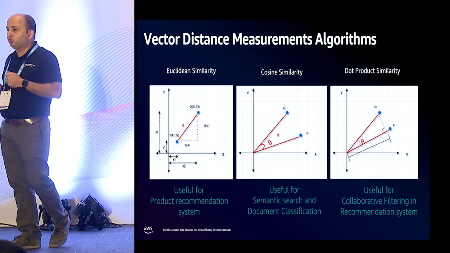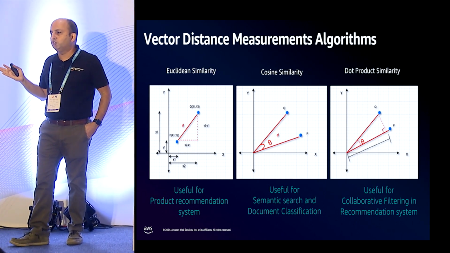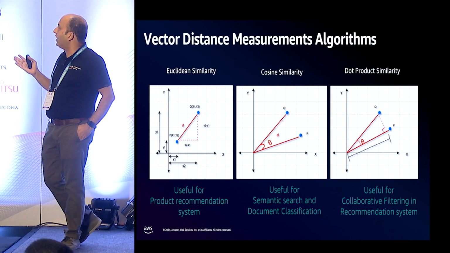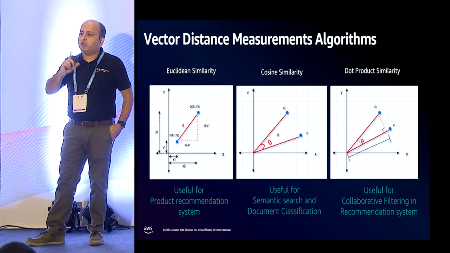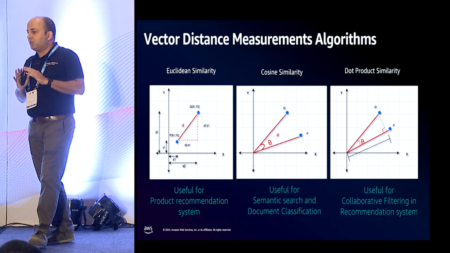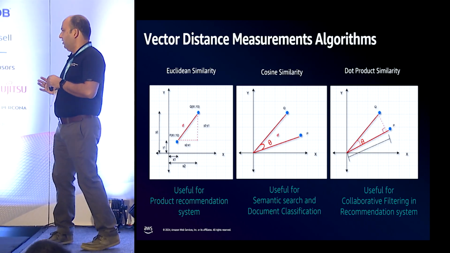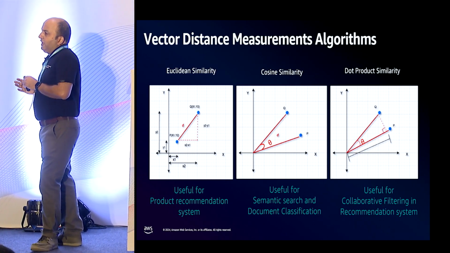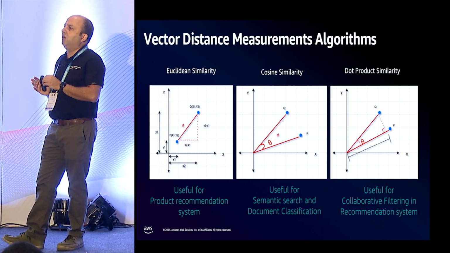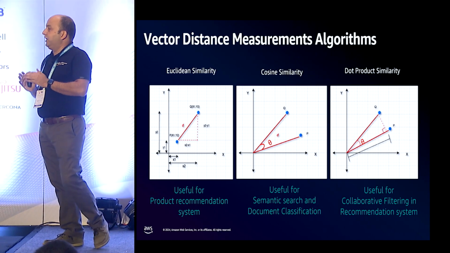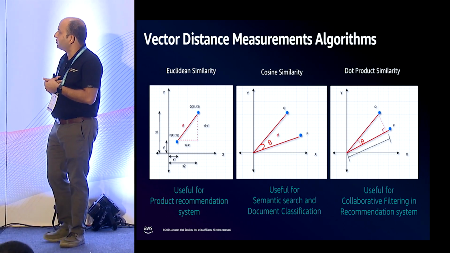So what could this distance be? Majorly, the most frequently used distances that we have are Euclidean distance, cosine, and dot product. Euclidean is a straight line distance between the two vector points. So it does not take care of the orientation of the vector or the angular property of the vector point. It is mostly recommended for product recommendation systems. Whereas cosine is the orientation of the vector, it does not cater to the magnitude of the vector. It is mostly used in semantic search and document classification.